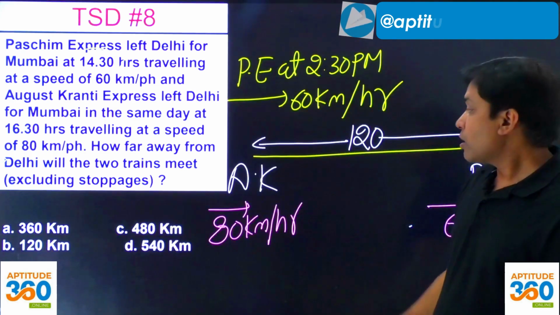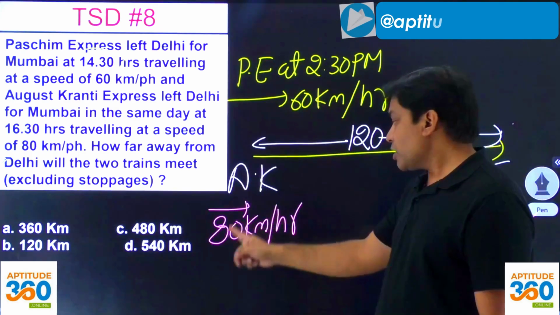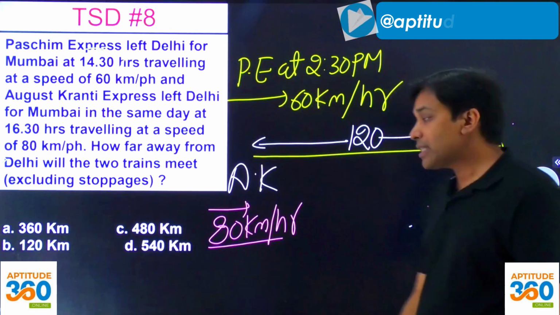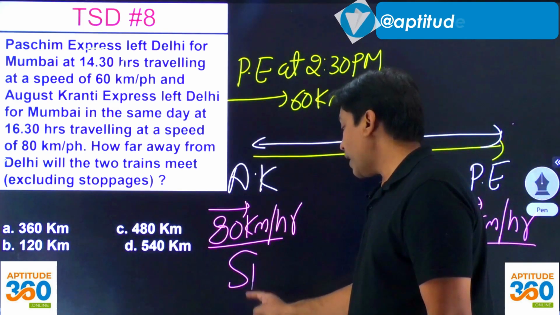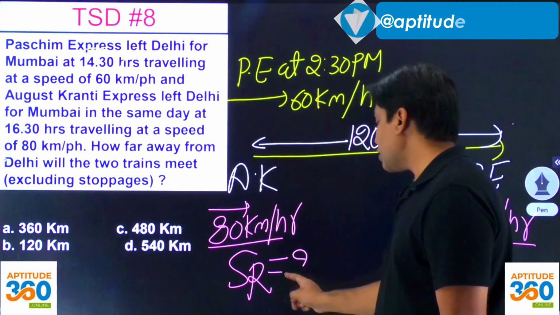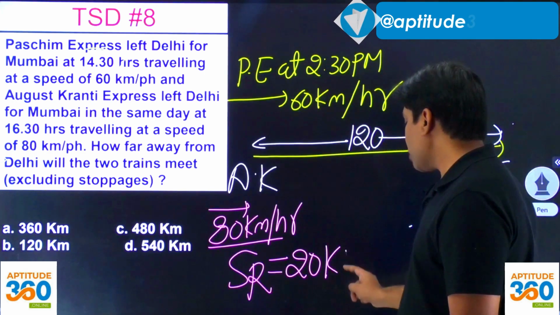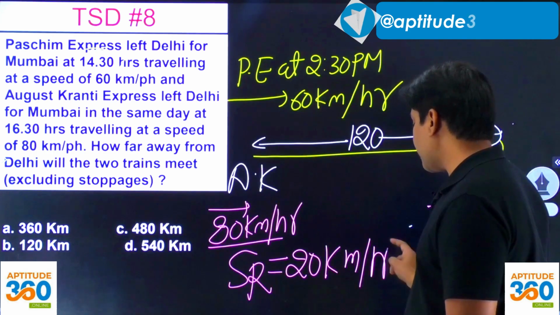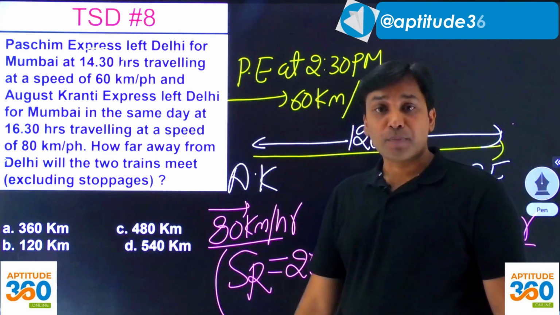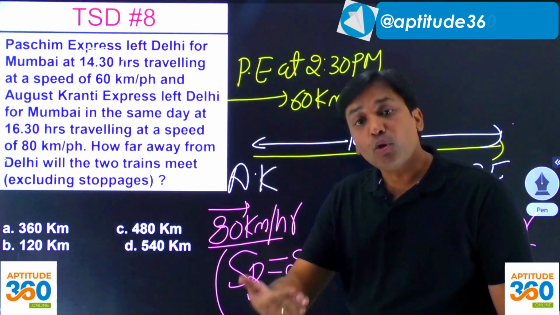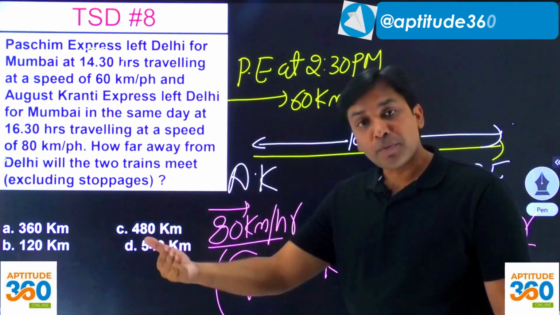And August Kranti is running at 80 kilometers per hour, whereas Pashchim Express is running at 60 kilometers per hour. So its relative speed is going to be how much? 80 minus 60, which is 20 kilometers per hour. And what is the interpretation of saying 20 kilometers per hour? It means the August Kranti Express will be running 20 kilometers more than that of Pashchim Express in 1 hour.